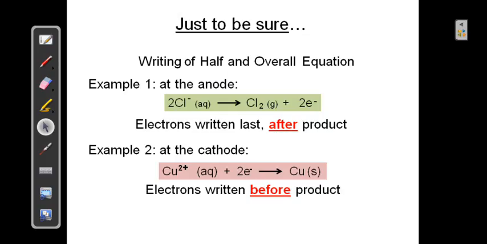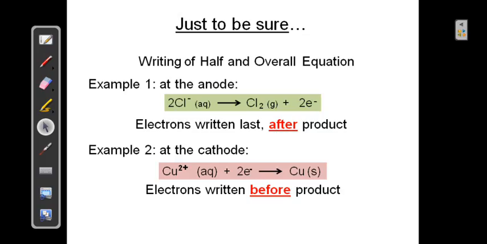And of course, you have to write the state in the half formula, whether it is aqueous or a gas, whatever is involved. If the ion is in aqueous solution, you have to write aq. If it is a liquid, you have to write l. If the product is a gas, you have to write g. If it's solid, you have to write s, as the symbols have shown.